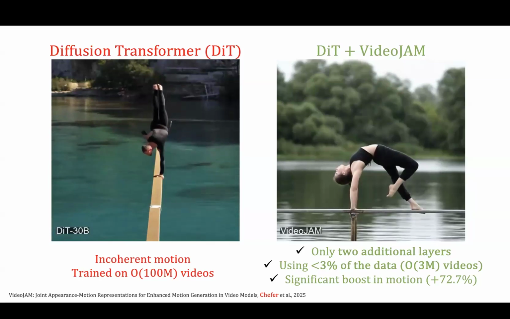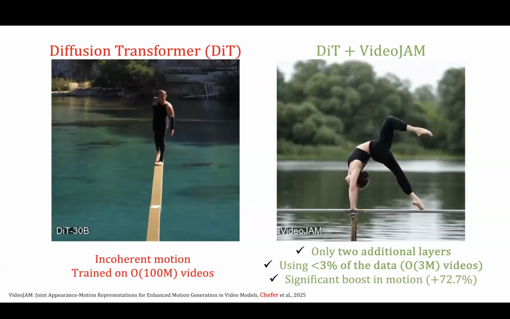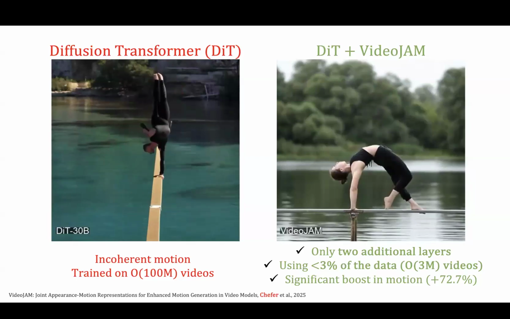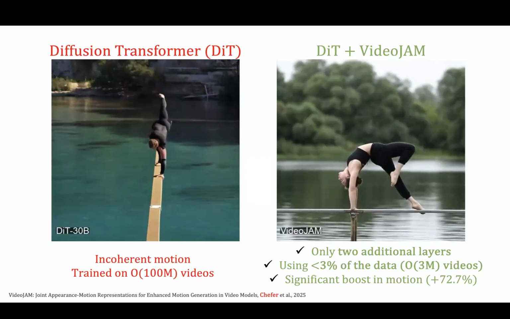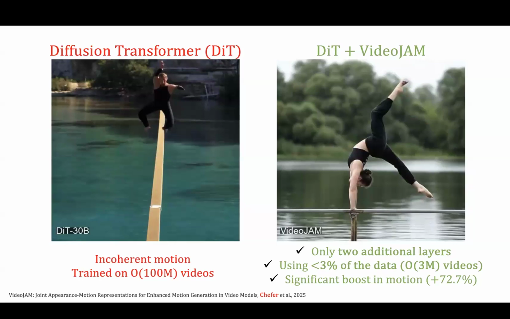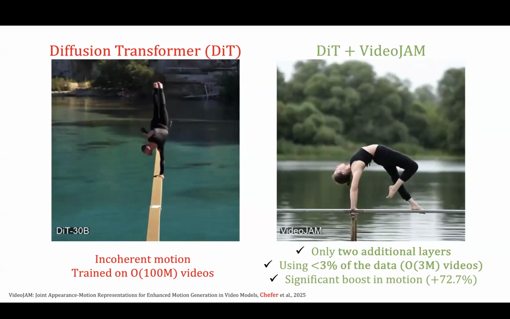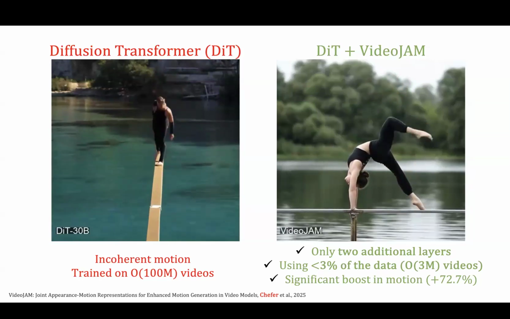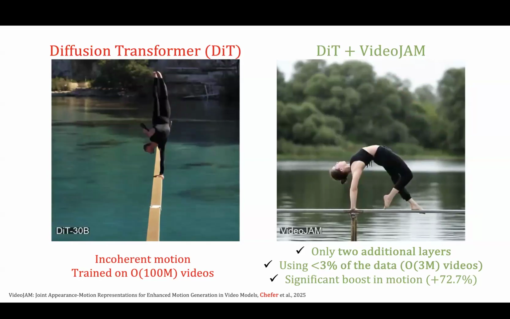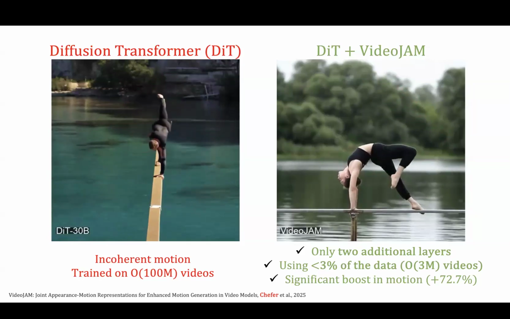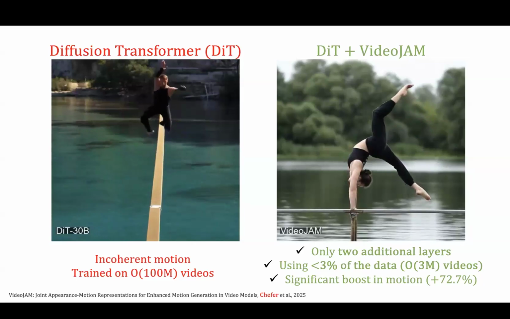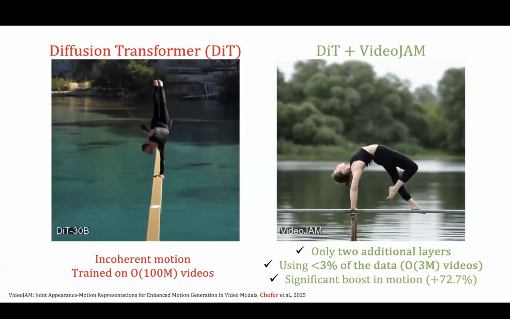We only added 2 additional linear layers, so we didn't increase the scale of the model. And it resulted in a significant boost in motion, 72.7% preference to VideoJam over the original model. And again, this just stems from our understanding of why the model fails to understand motion and physics.